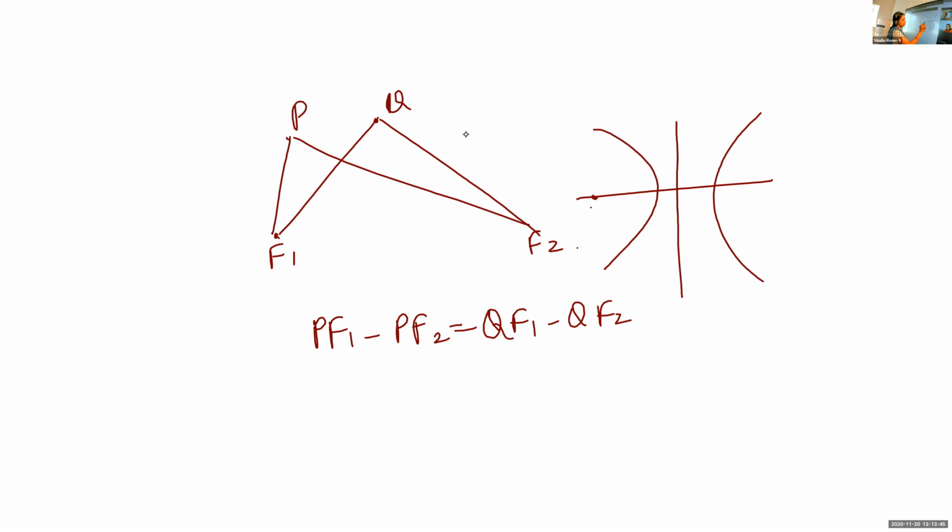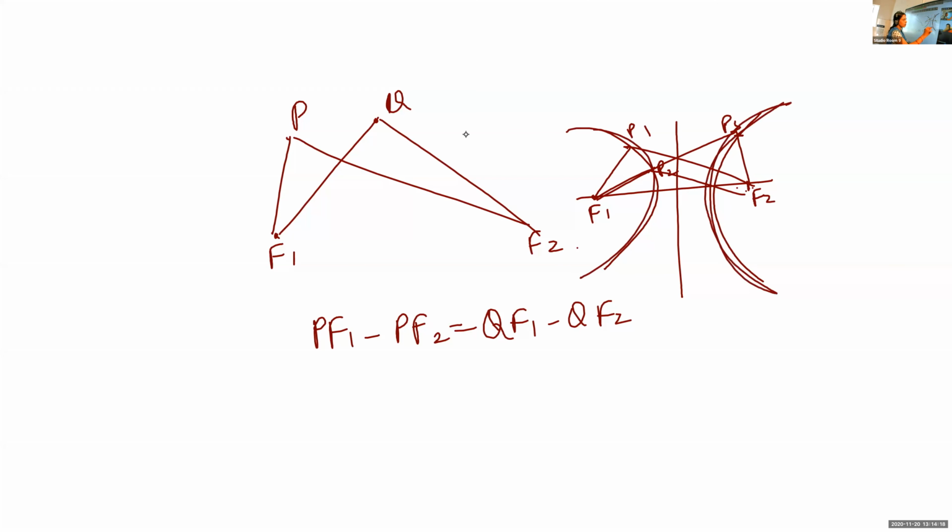Here is the fixed point F1. Here you will get another fixed point F2. Suppose we take this as P1. From here to this fixed point F1, these two distances will be same. Likewise we can take P2, and these two distances will be same. Similarly here also we can take P3. When you take the difference, it is same. So we'll be getting two curves like this.